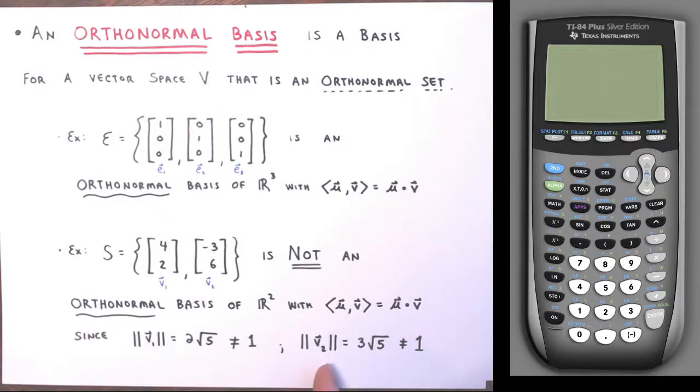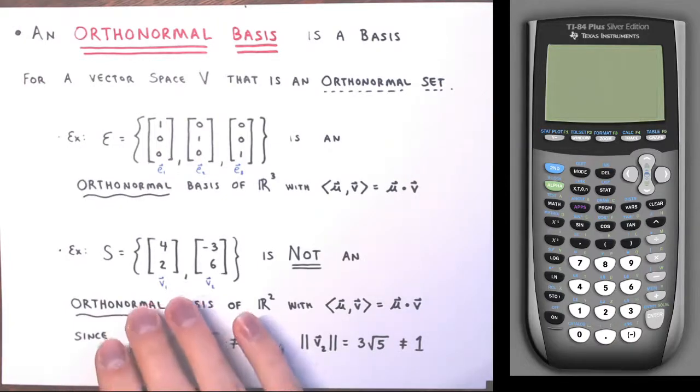And you could have also said, hey, V2, this -3, 6, is also not a unit vector, but as long as you find one vector in the set that's not a unit vector, it doesn't have a norm of 1, then it's not orthonormal.